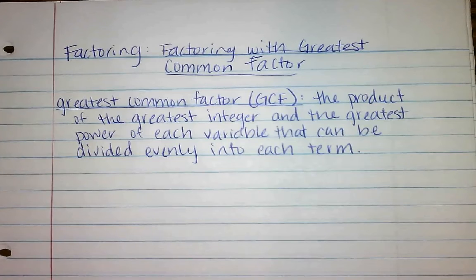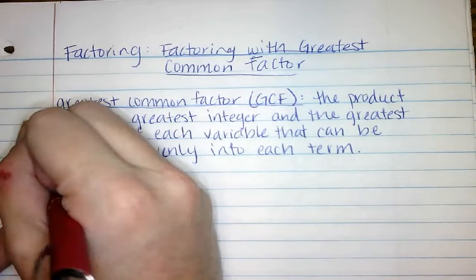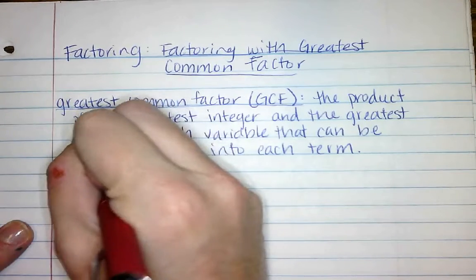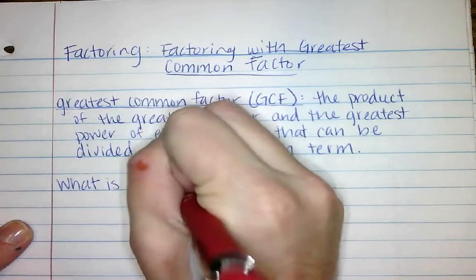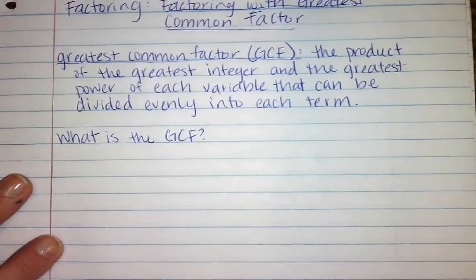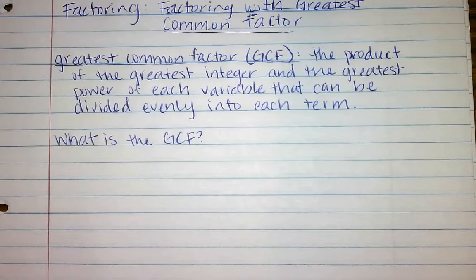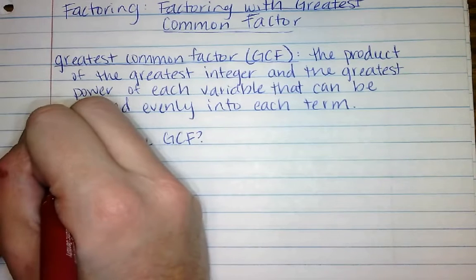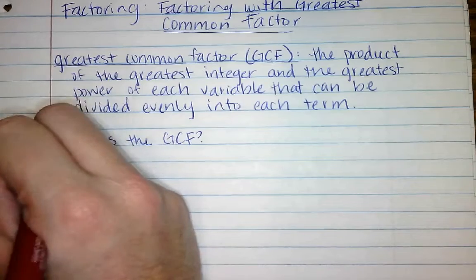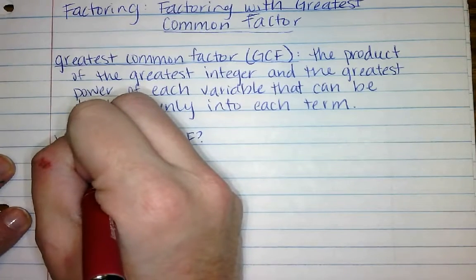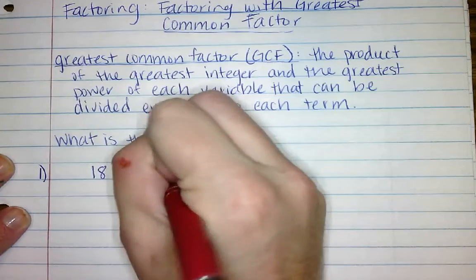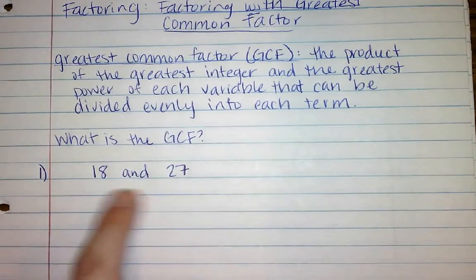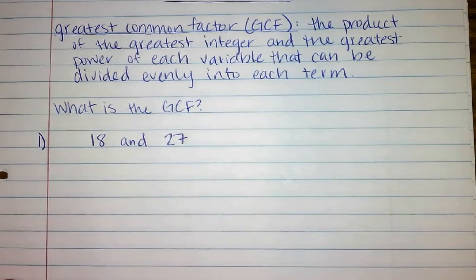So if I ask you to find the GCF, or the greatest common factor, we want to find basically the biggest thing, the greatest thing that can be divided evenly into each term. So this will be a good reminder here. What is the GCF? All right, so we're going to find our GCF here of a couple nice little problems. So for number 1 here, what is the GCF between 18 and 27? What is the greatest common factor between those two guys?